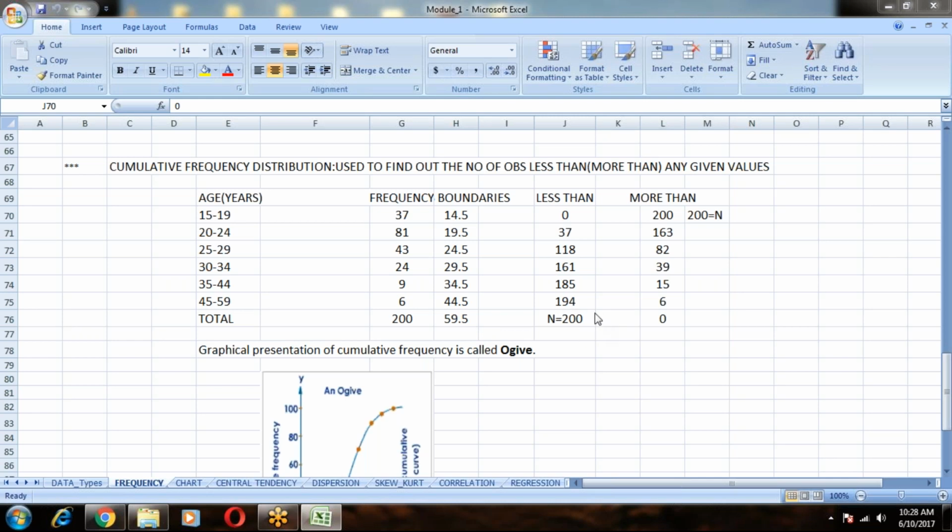This is actually a checkpoint. The total frequency should be equal to this number. If you are getting anything else, then that means you have made some mistake in calculation. So you can consider this value as your checkpoint value, to check whether you have calculated it correctly or not. So this less than concept is clear, guys?